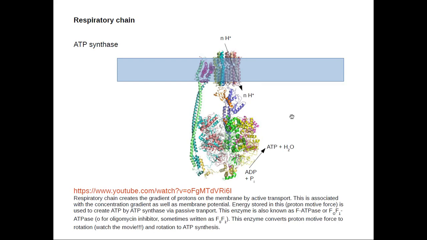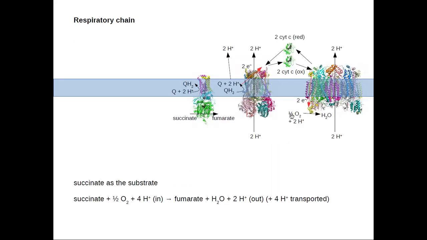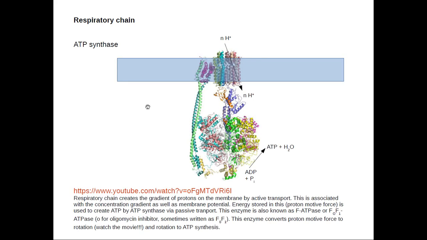And all this results in a high concentration of protons on this side of the membrane and a low concentration of protons at this side of the membrane. And this is the driving force of ATP synthesis. So there is an enzyme called ATP synthase. Here is the very nice structure, which allows protons to go back across the membrane to return. And this energy which is released by this process is used to produce ATP from ADP and inorganic phosphate.